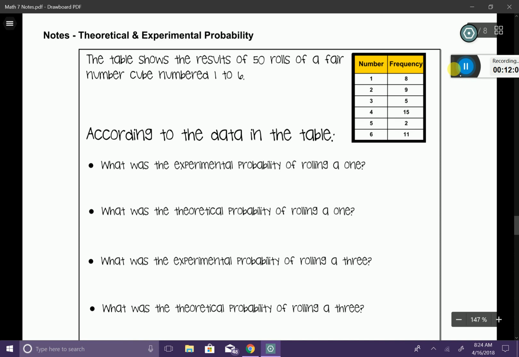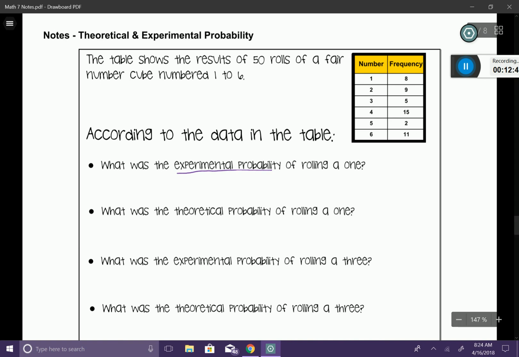So if we rolled this dice 50 times, it landed on a 1 8 times. It landed on a 2 9 times. It landed on a 3 5 times. That's what actually happened when we did the experiment. Okay, now using that information, let's go ahead and answer some questions. We're going to be jumping back and forth from theoretical to experimental probability. The first question is, according to the table, what was the experimental probability of rolling a 1?